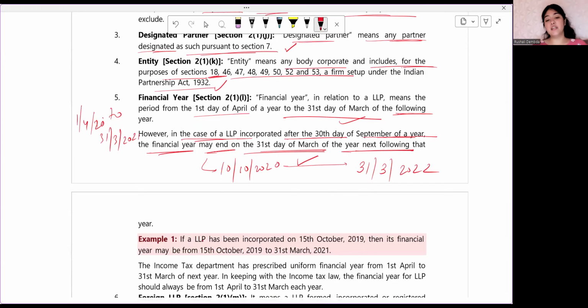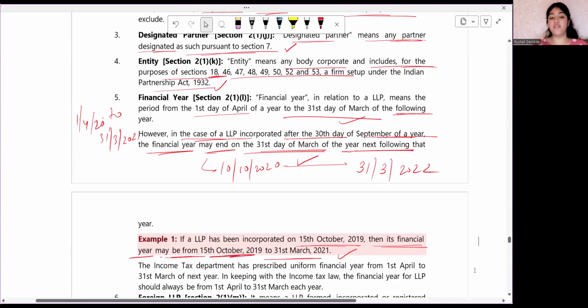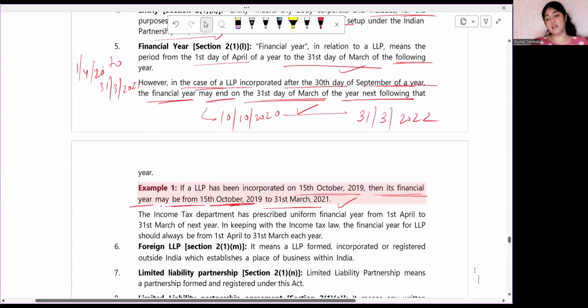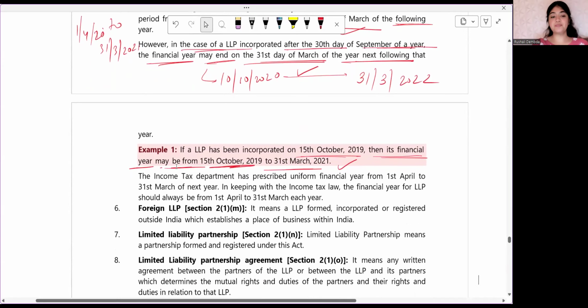If an LLP has been incorporated on 15th October 2019, then its financial year may be from 15th October 19 to 31st March 21. Next following year. Okay, if you have started after September, if we start the LLP, then it will be the next financial year, next following year.